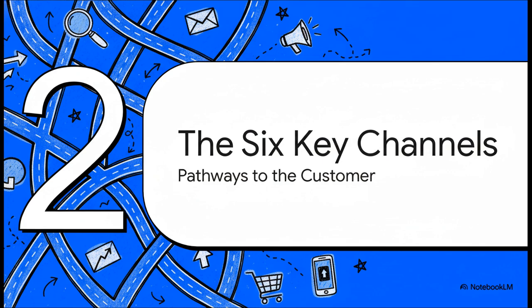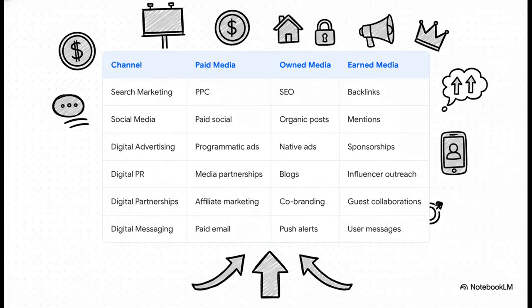There are basically 6 main channels you can use to reach your audience, and each one has its own strength. Think of them as the different roads you can take on your marketing map. Now, what's really cool about this is how it breaks everything down. For each of those channels, you've got 3 ways to play.